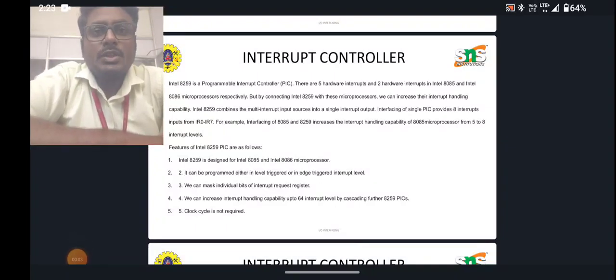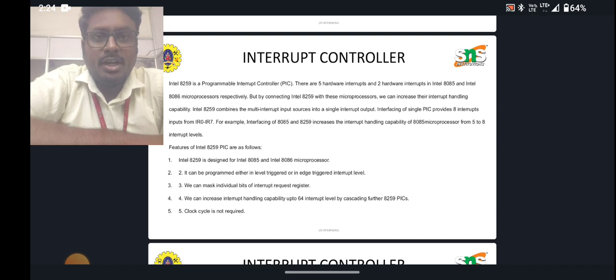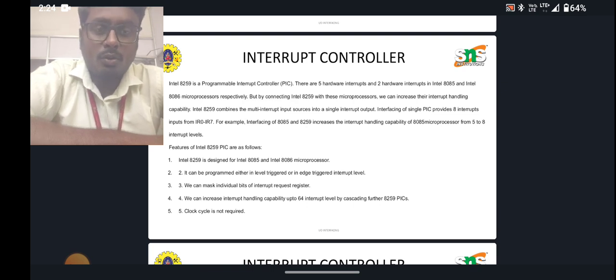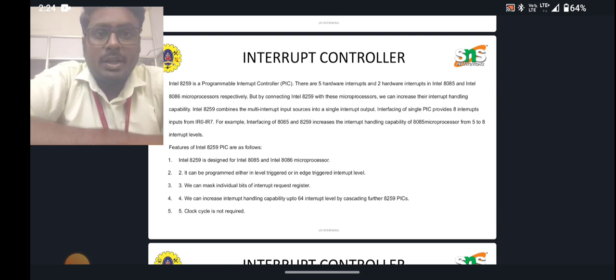In the previous class, we discussed the 8251 universal synchronous asynchronous receiver transmitter and its block diagram. In today's class, we will discuss the topic of interrupt controller. Intel 8259 is a programmable interrupt controller called PIC.